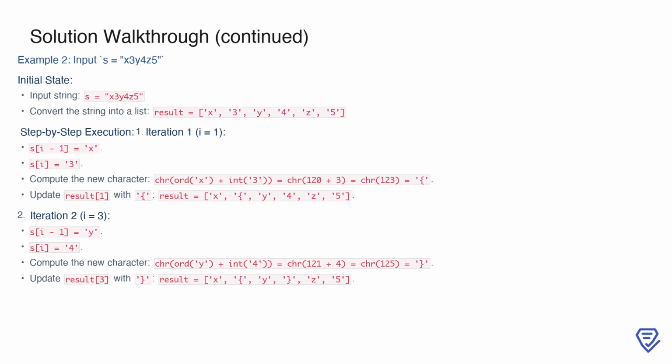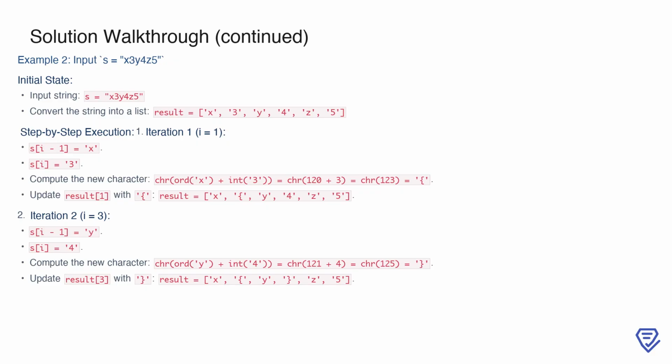Using the same calculation method, we compute chr(ord('x') + int(3)) equals chr(120 + 3) equals y. We replace result[1] with the new character, resulting in x, y, 4, z, 5. In the second iteration, with i equals 3, the character before the digit is s[i-1] equals y, and the digit is s[i] equals 4.